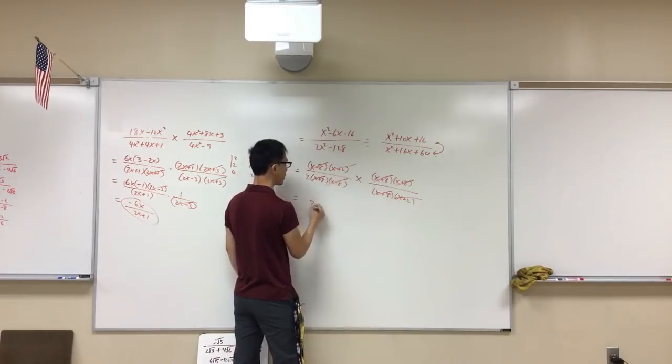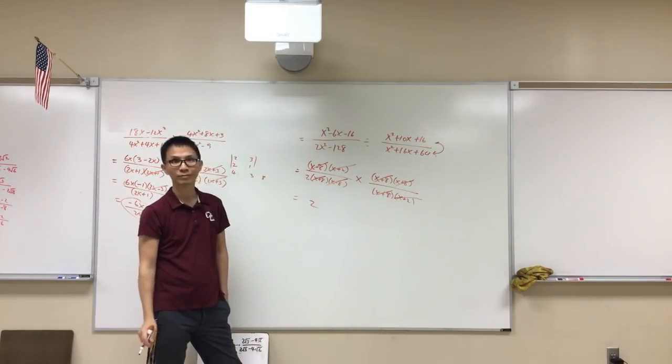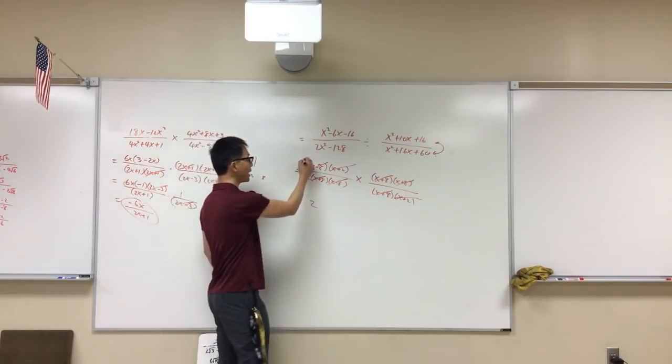Your answer is 2, then you got it wrong. It's 1 over 2. Half. It's 1 over half. Because when you cancel, you can get 2.